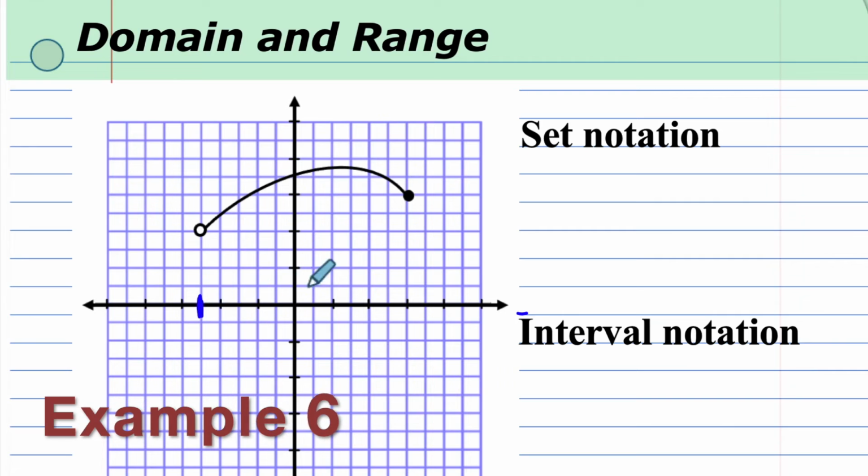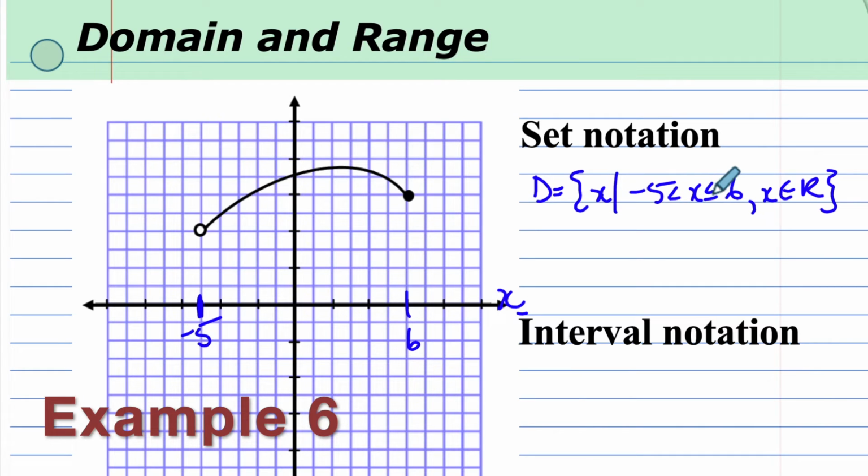We're going from here to here in the x. We have -5 to 6. Domain is x is such that we're going from -5 to 6. And we're not including -5, but we're including 6. Comma, x is an element of the reals. All of the x's are greater than -5, but less than or equal to 6.